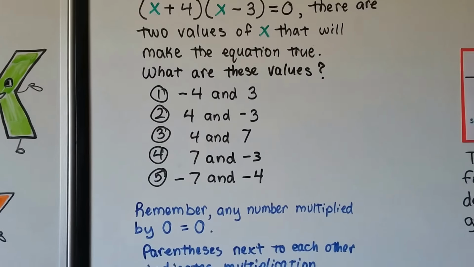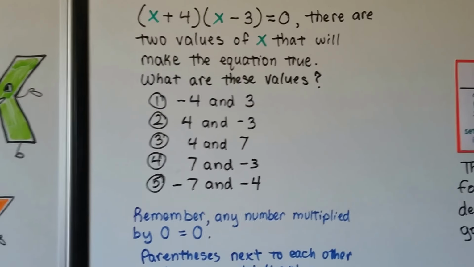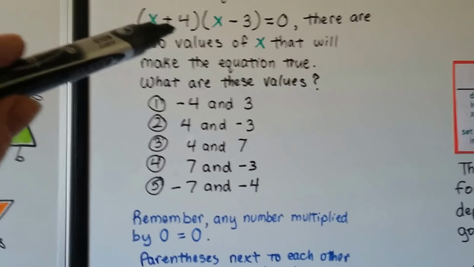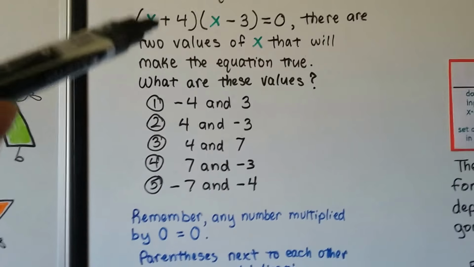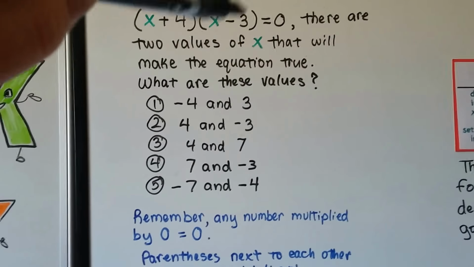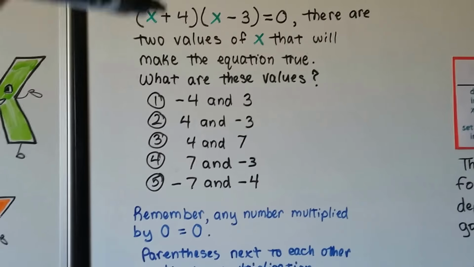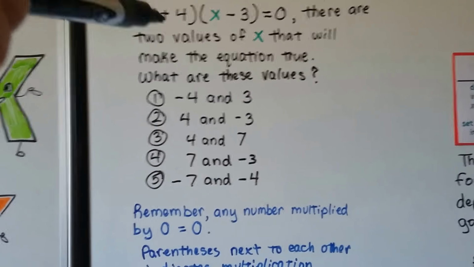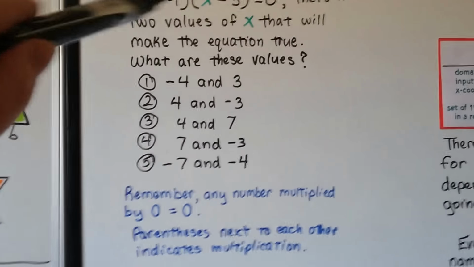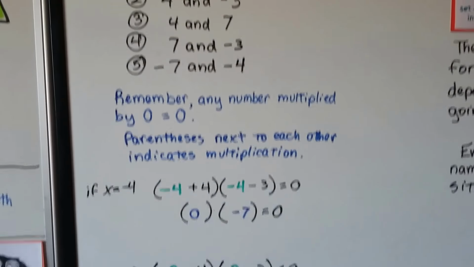Well, remember that any number multiplied by 0 is 0. So anytime we make something in these parentheses a 0, it doesn't matter what's in that one, because 0 times something is 0, isn't it? And vice versa. If something in here becomes a 0, then it doesn't matter what's in here, because something times 0 is always 0. And remember, parentheses next to each other means multiply.